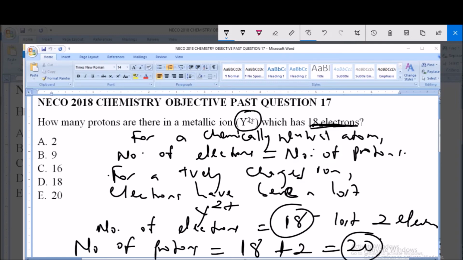So prior to it becoming an ion, before it became an ion by losing 2 electrons, it originally had 20 electrons, and we're asked for the number of protons. So when it was chemically neutral, its number of protons was equal to its number of electrons, so its number of protons was equal to 20. So option E, which is 20, is the correct answer to this question.